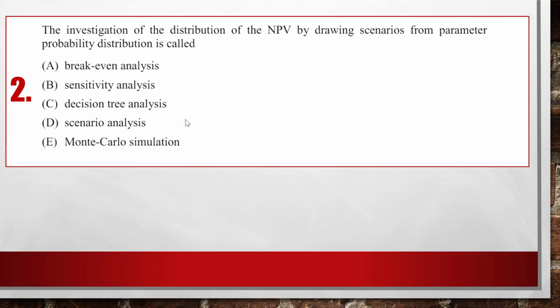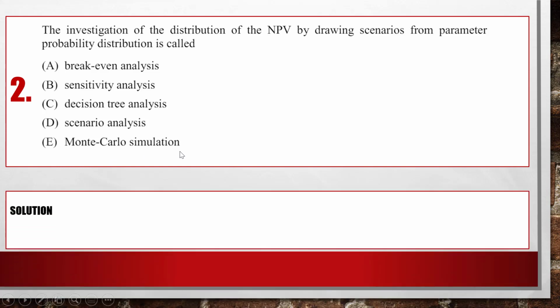The investigation of the distribution of NPV by drawing scenarios from parameter probability distribution is called A. Break-even analysis, B. Sensitivity analysis, C. Decision tree analysis, D. Scenario, E. Monte Carlo simulation. So here we draw scenarios from parameter probability distribution. This should be Monte Carlo, right? Monte Carlo simulation. So it should be E.